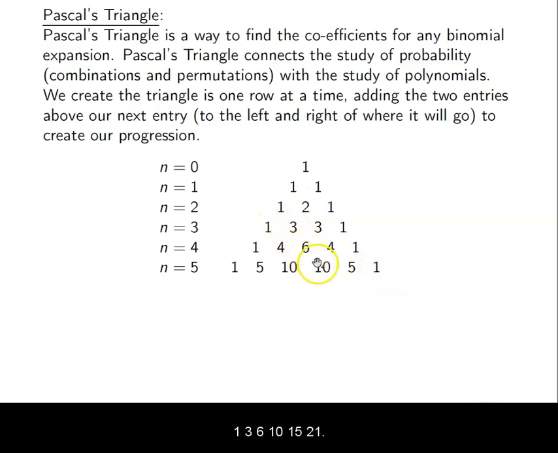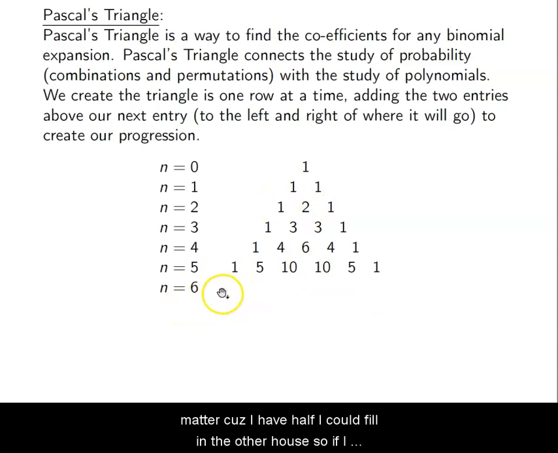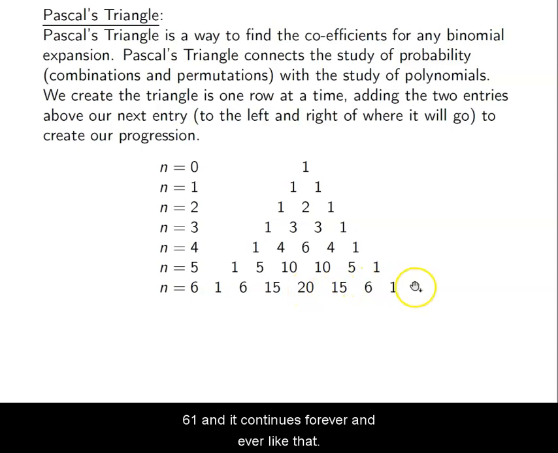1, 3, 6, 10, 15, 21, 28, etc. Right? I'm increasing by one more. Here again, we can't really see what the pattern is, but it doesn't matter because if I have half, I could fill in the other half. Right? So if I go 6, it'll be the same thing. 1, this will be a 6. This will be 15, 20, 15, 6, 1. And it continues forever and ever like that. Okay, so that's Pascal's triangle.